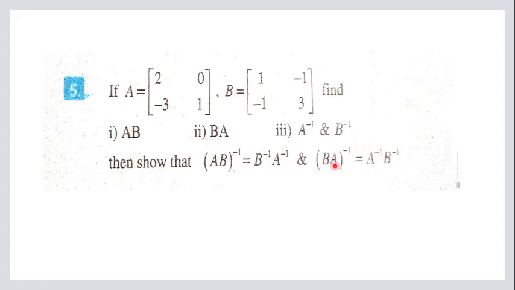So you need to write the BA matrix over here, and then you will find the inverse of the BA matrix. This will be the left-hand side. Then similarly you will find A inverse and B inverse, put the matrices of A inverse and B inverse, multiply them together and find the solution, and finally you will see that both sides are equal.